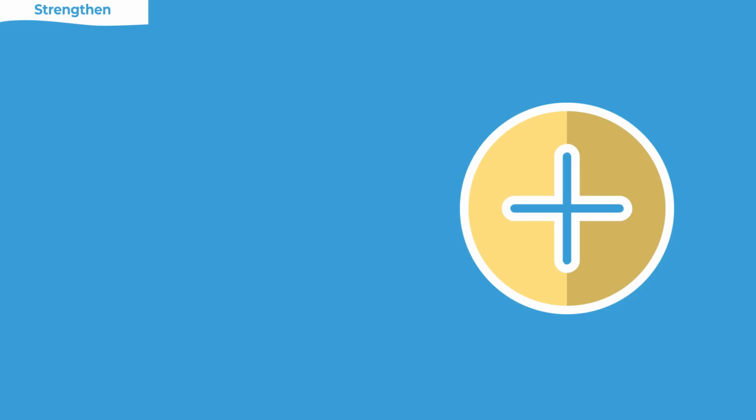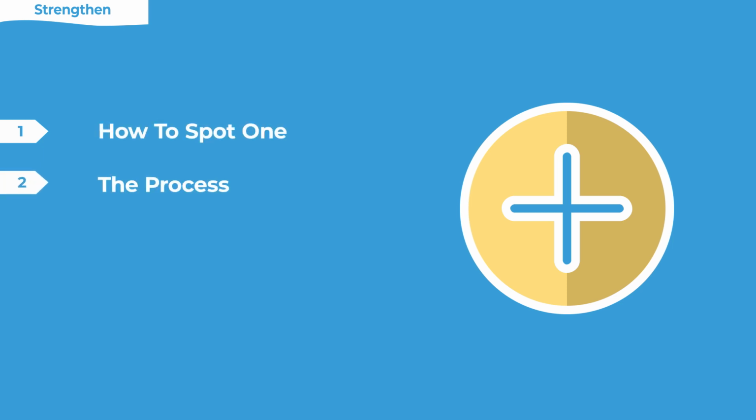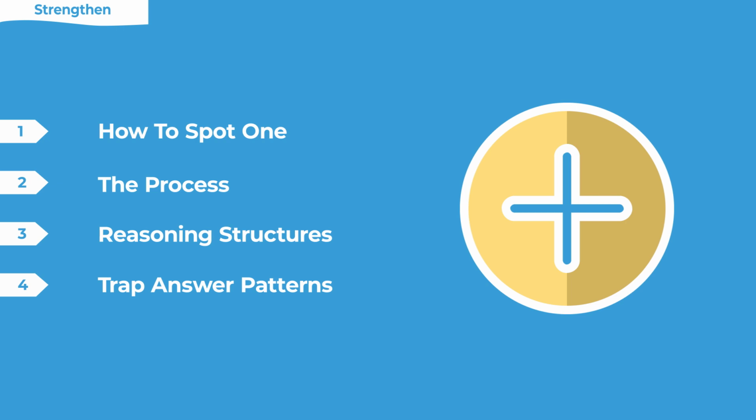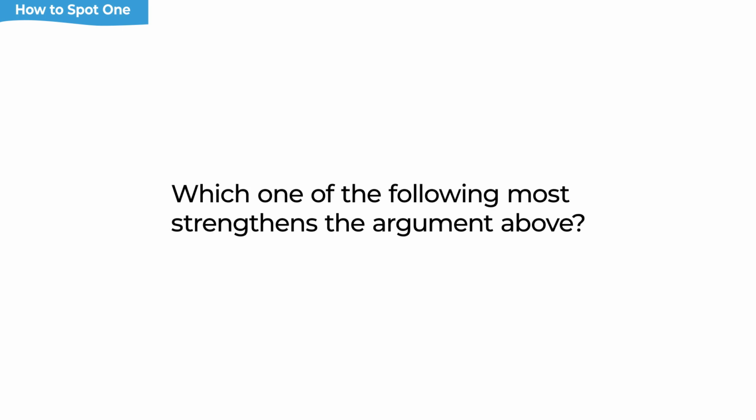We're going to cover the following 4 things in today's lesson. So how to spot a strengthening question, what the process is that you want to use when approaching one, what are the common reasoning structures you want to be aware of when you're working on strengthening questions, and what are the trap answer patterns you need to be aware of in order to get rid of those last remaining tempting but wrong choices.